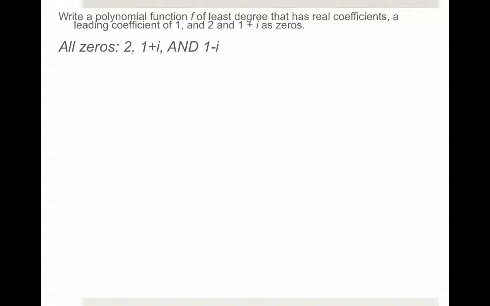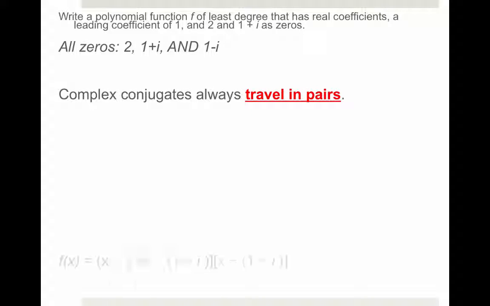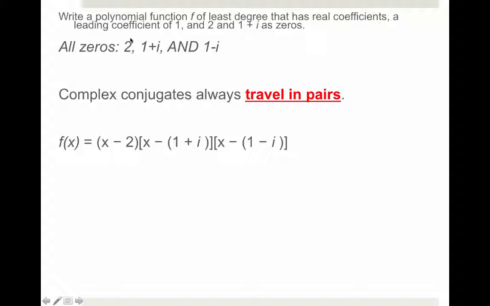Now, this is the part you have to be very careful, and you have to remember back to the first semester with i. When you start to write your function, you're going to have to use parentheses and be organized with your work. So this is writing everything in its factored form. My 2 becomes an x minus 2. My 1 plus i becomes x minus 1 plus i. And then my 1 minus i becomes x minus 1 minus i.